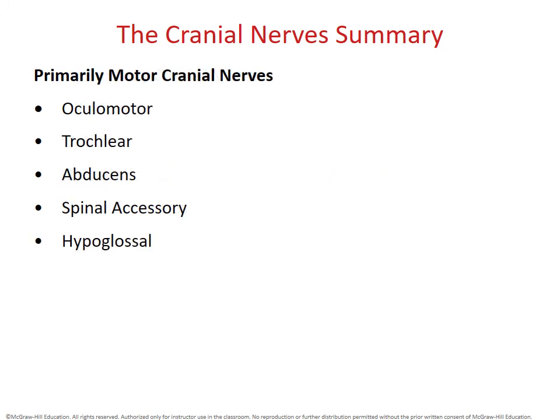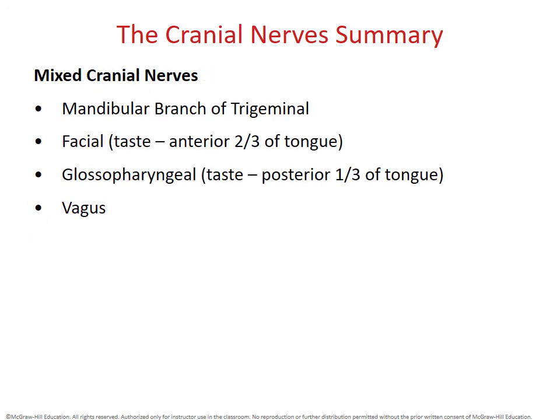You will find which of the cranial nerves are primarily motor in function. Remember, they all do have some proprioceptive function, but these ones are primarily motor, as we said. And then finally, which of the cranial nerves are truly mixed. Again, that would be the mandibular branch of the trigeminal and these 3 nerves. Then, as I said, in my spinal nerve and cranial nerve packet, you will see my diagrams of the cranial nerves.